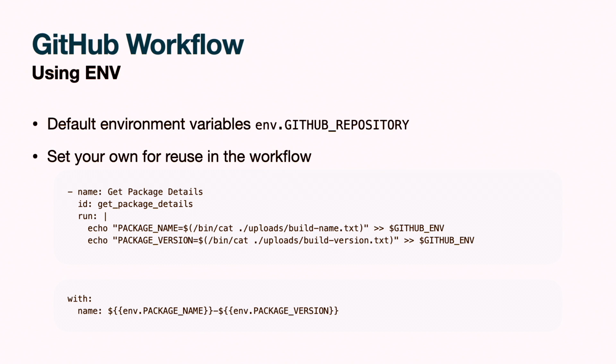But you can also set your own, and this was a really powerful thing to learn. So when I'm building my package, I write out some text files into the uploads folder with the name and version of the package. I can then simply cat those files into a variable and then echo them out into the GitHub environment. They're then available in any other steps within that job. So here, for example, when I'm naming my release, I'm actually using variables. So the reason I'm doing this is we don't need to edit those workflow files for every release.